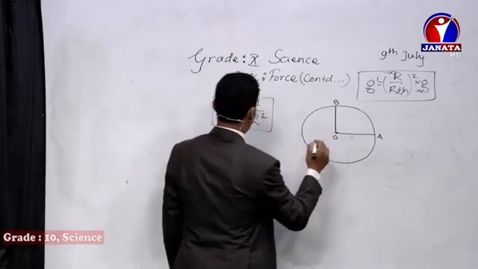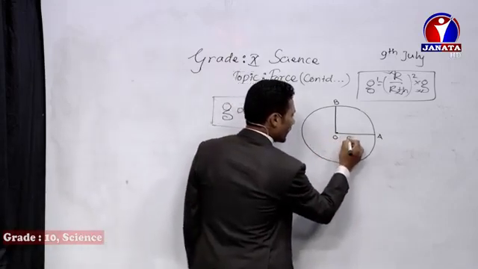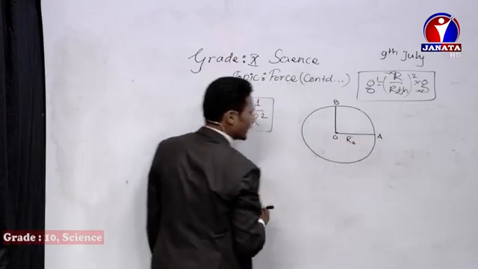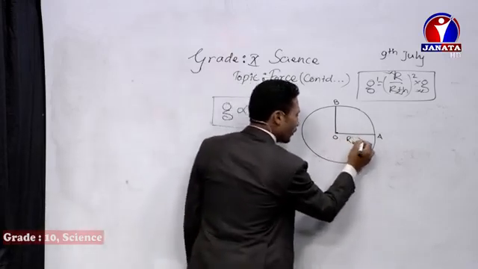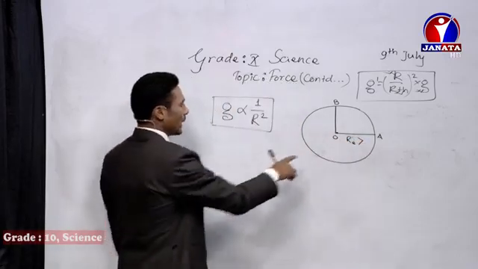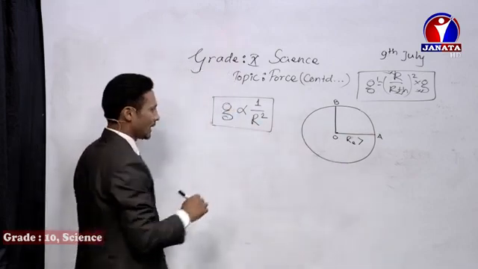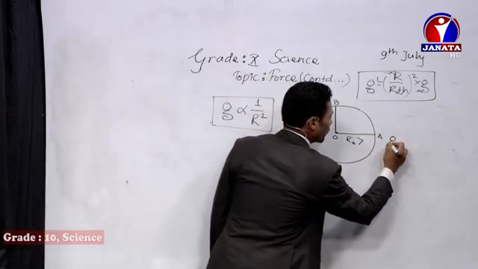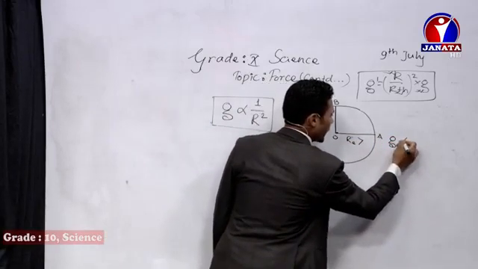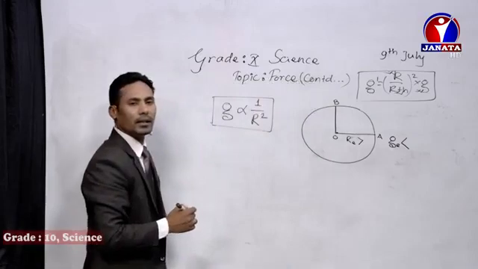So let me write down this value of radius, this is the equatorial radius, right? It is more. If the radius is more, then definitely the value of g is less. That's why the value of g on the equator is less, right?